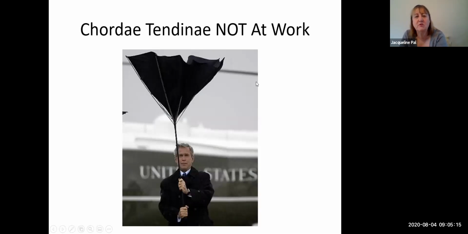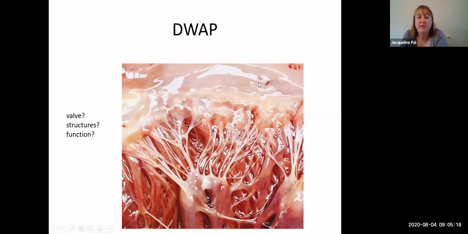So hopefully these visuals will help you. So at this point, pause for a second and determine what valves you think these are, what structures you see, and how this valve functions.